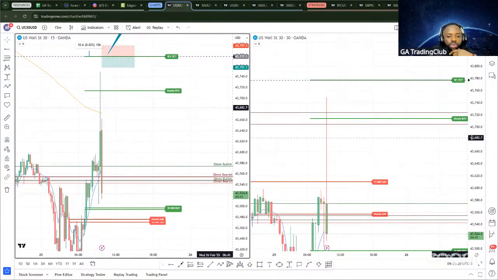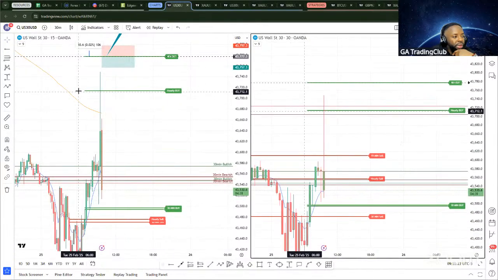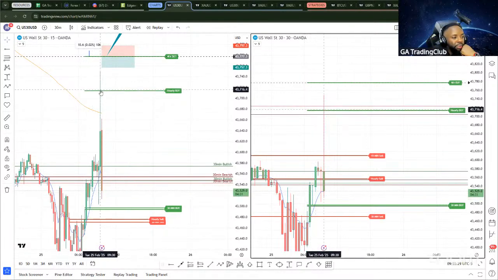You can see how those sell side scalps would have been pretty decent, especially this one that came up during market open. That one was a pretty nice one right here.